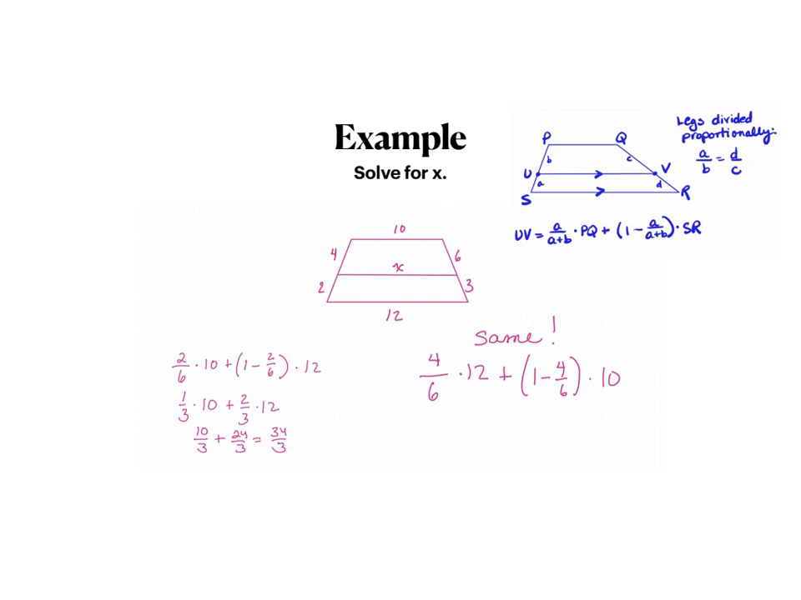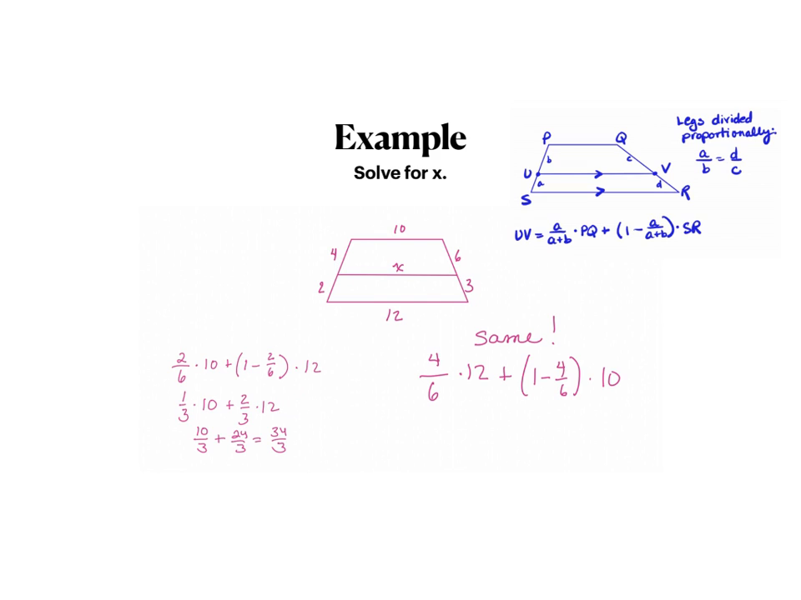Here's my answer. I used my formula. I did 2 divided by the whole, 2 over 6 times the 10, because the 10 is the base that's further away from the 2, plus 1 minus that ratio times the other base, 12. And when I calculate, I find that my segment length is 34 over 3.